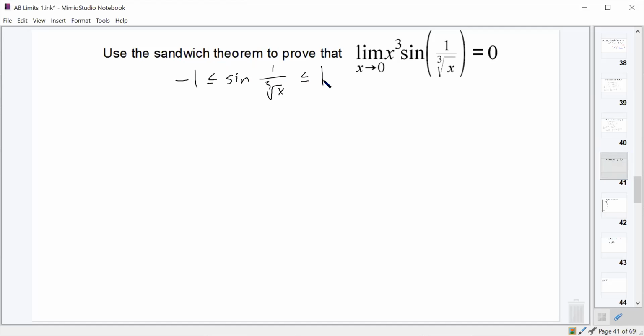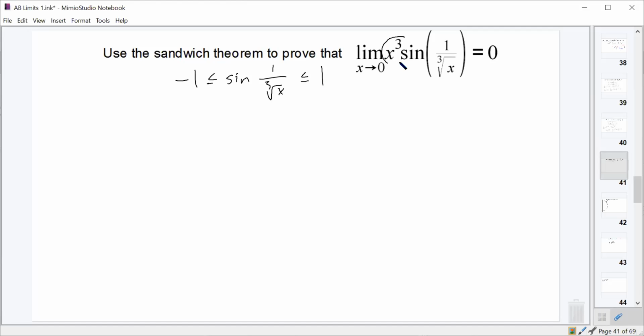Multiply the whole thing by x cubed. That's right. But there's a problem. And what's the problem with multiplying the whole thing by x cubed? It's not always greater than sine of whatever, because the function goes down and up.